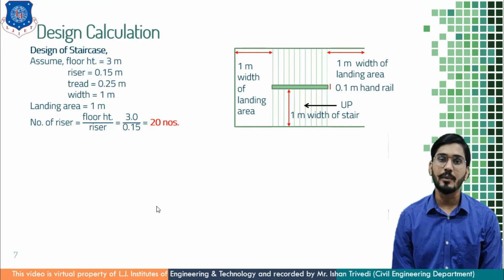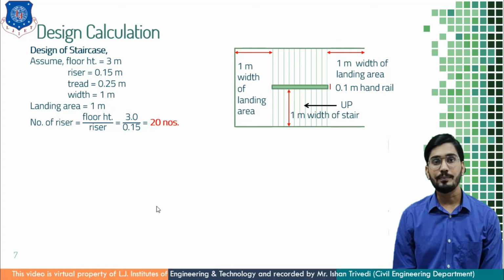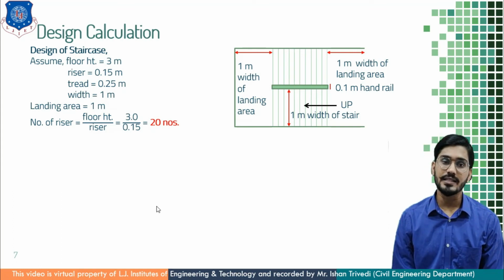So 3 divided by 0.15, I will get 20 number of steps. If I put 20 steps, I will be at the first floor. The number of risers is 20. Now you have to calculate the tread.